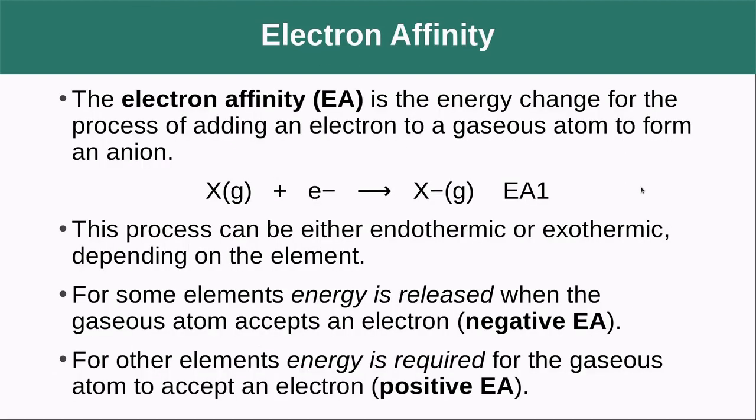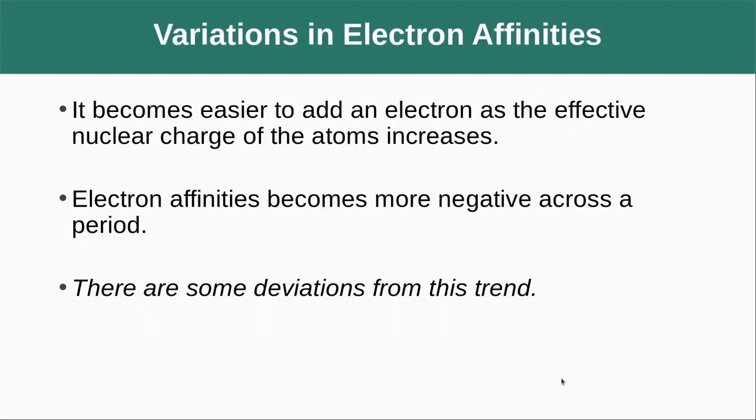Electron affinity. So electron affinity is pretty much the opposite of the ionization energy. Here we're looking at the energy change that happens when we add an electron to a neutral species in the gas state. Unlike ionization energies, this process can be either endothermic or exothermic depending on the element. For some elements, energy is released when the gaseous atom accepts an electron, and that results in a negative electron affinity energy. And for other elements, energy is required, and we have a positive electron affinity energy.